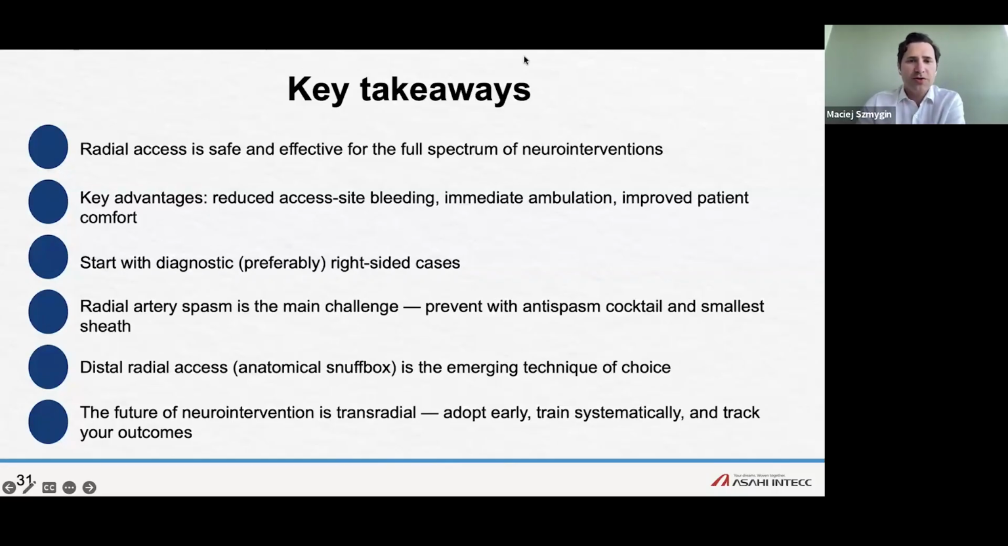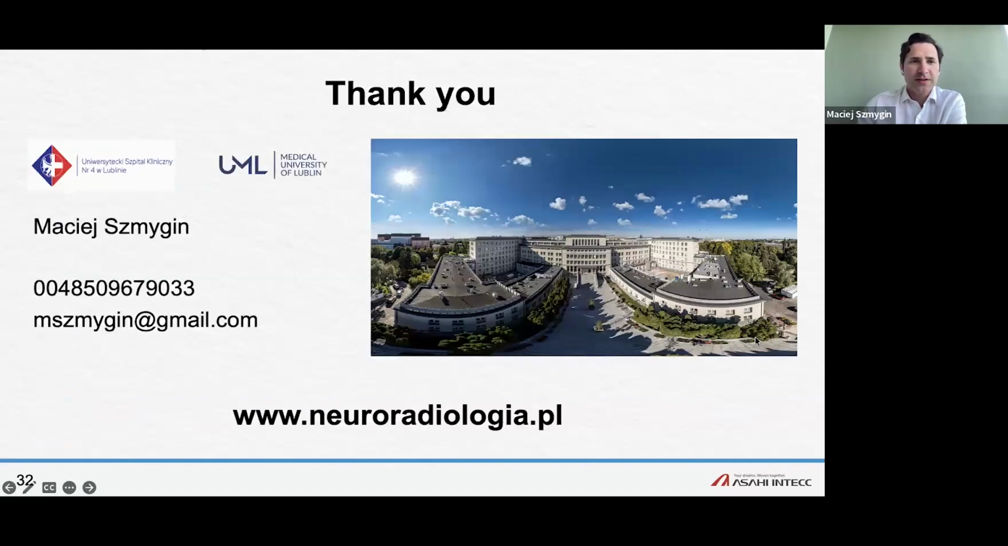It's the emerging technique, so it surely has its place, but if it will be done routinely we don't know. And we dare to say that the future of neurointervention is transradial. So we have to adopt it early, we have to train systematically and track our outcomes.